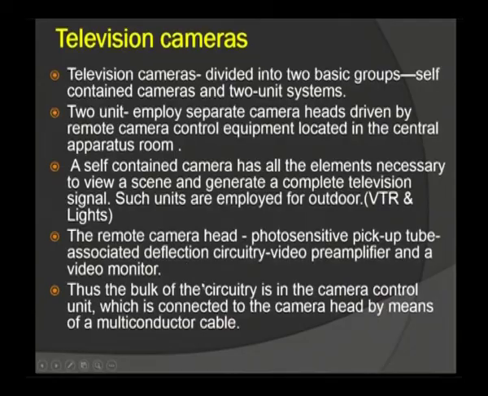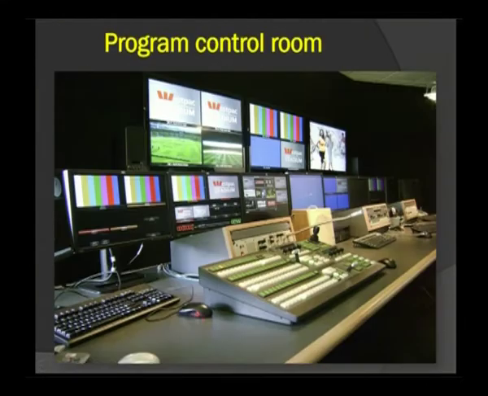The remote camera head will control all of this: the photo sensitivity, pickup tube and deflection circuitry, video preamplifier, everything will be controlled by a remote camera head. And this is how the program control room will be. It will have different monitors. On all the monitors, the producer or director will watch, and cameras will be placed at different angles to shoot from different angles.